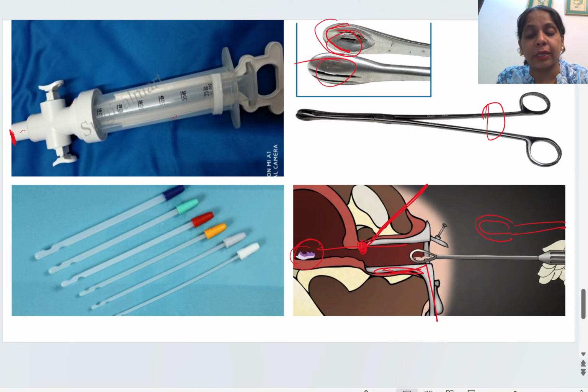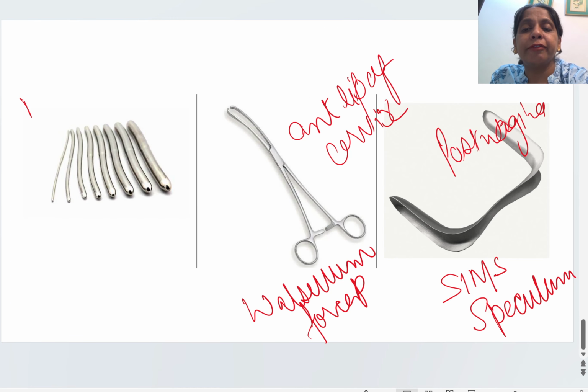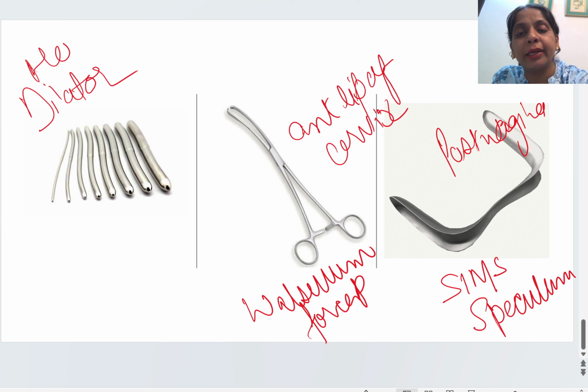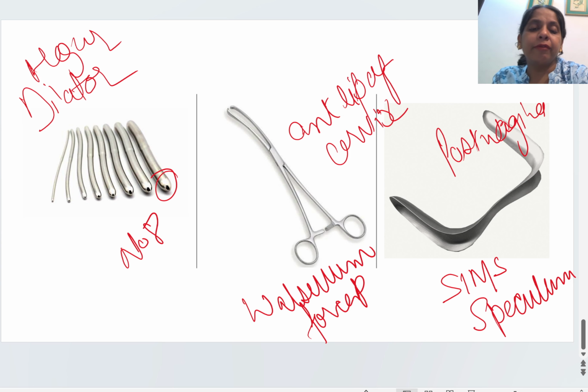So this is a Volsellum forceps, and these are the various dilators. The most thick one, the Hegar dilator, number 8, we use to diagnose cervical incompetence preconceptionally. I hope you are now very familiar with all the abortions. Tomorrow we are going to come with the topic of ectopic pregnancy. Thank you.